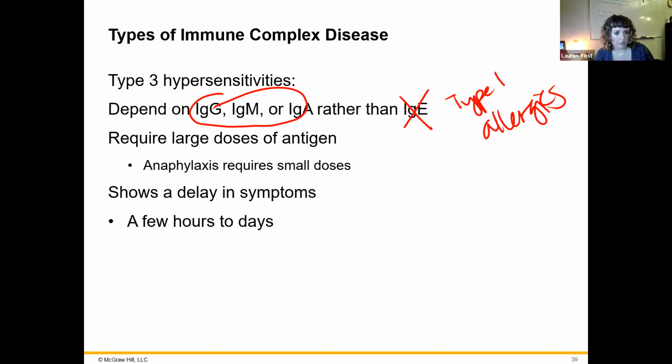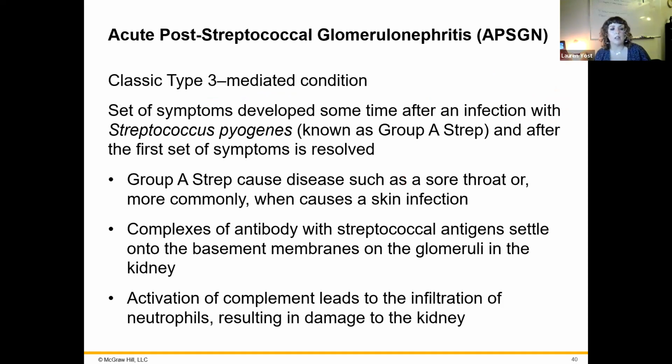And we have a little bit of a delay in the symptoms. So not immediate, like what we see in allergies. This will be a few hours to a few days. An example they're giving us here is acute post-streptococcal glomerulonephritis. That is a word, man. So this again is a classic type 3 mediated condition.